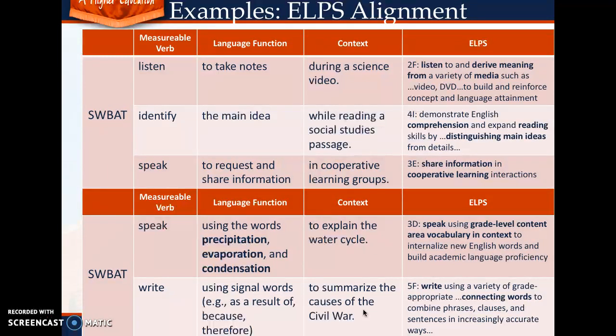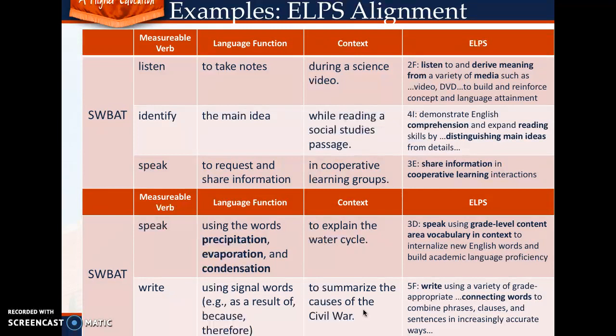So let me look at the ELPS expectations for writing. And I want them to write the causes of the Civil War. And I see, okay, connecting words, that makes sense for writing up the causes, because one thing has to cause another, and you're going to use different words to explain that in your summary. So using signal words like as a result of, or because, or therefore. So then that one makes sense also to use the objective structure of specific language structure plus function.